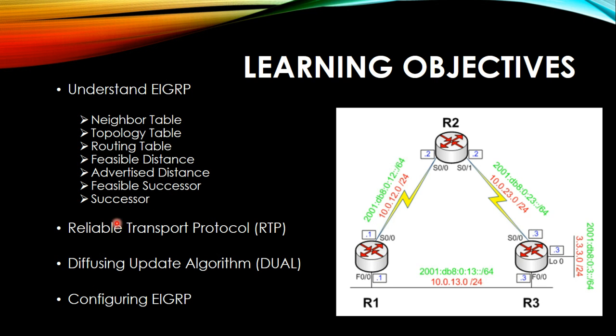And also two very important items that go along with EIGRP, which are Reliable Transport Protocol, or RTP, and DUAL, which is Diffusing Update Algorithm. And then we're going to get into configuring EIGRP.